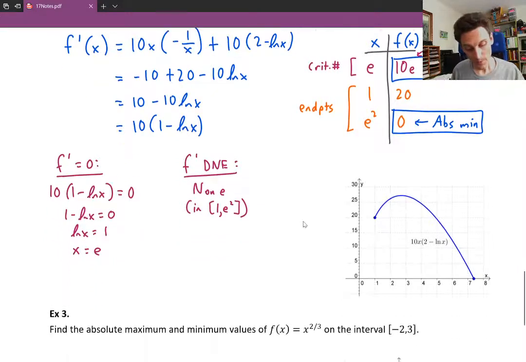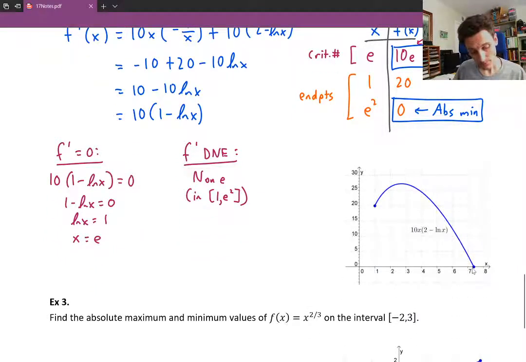This is all confirmed by the graph down below. So the absolute min was 0, happens over at the right endpoint of e squared. E squared is a little bit bigger than 7. And then the absolute max is up there at 27-ish, and it happens around e, so around 2.7. There's your absolute max, happened at that critical number. Then this other point that we found was 1, 20. That was the first endpoint, but that one wasn't an absolute max or an absolute min.